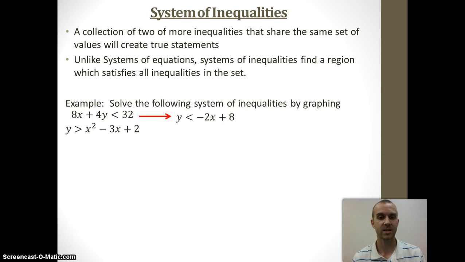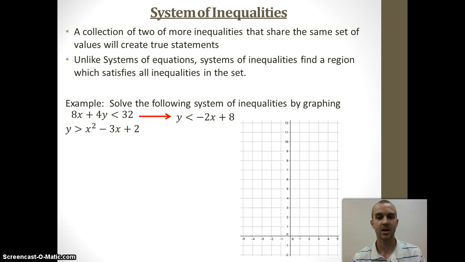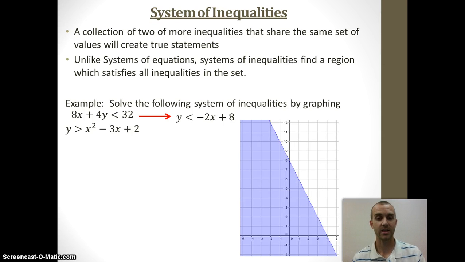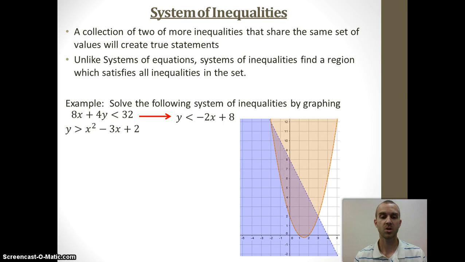So when I graph y is less than -2x plus 8, I know that I'm going to have a dotted line and I'm going to shade below my line. Now when I graph y is greater than x squared minus 3x plus 2, I know that again I will have a dotted line for the equation, and I'm going to shade on the inside of my parabola since it's greater than.